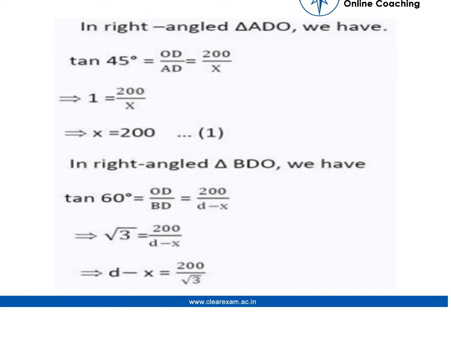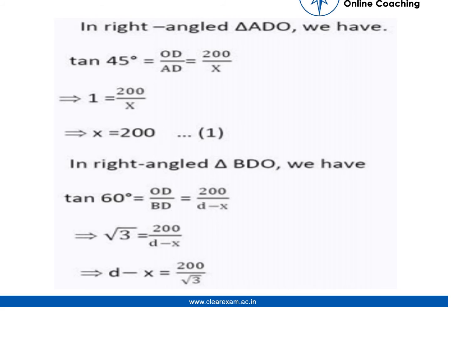In the right angle triangle ADO, we took tan 45°, and tan 45° is OD upon AD. Tan 45° is equal to OD upon AD, where OD is the given height 200, and AD is what we supposed to be x. So 200 upon x, and the value of tan 45° is 1. By equating, we get the value of x equals 200.